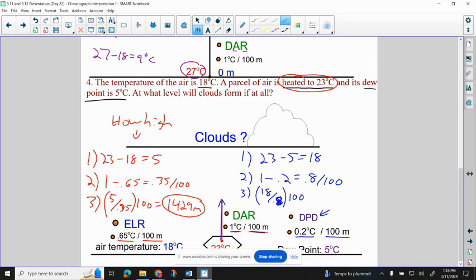So 18 divided by 0.8 is going to give me 2,250 meters. That's where clouds would form if the air could rise that high. But I can see that the air will never get that high, so clouds will not form. Okay?